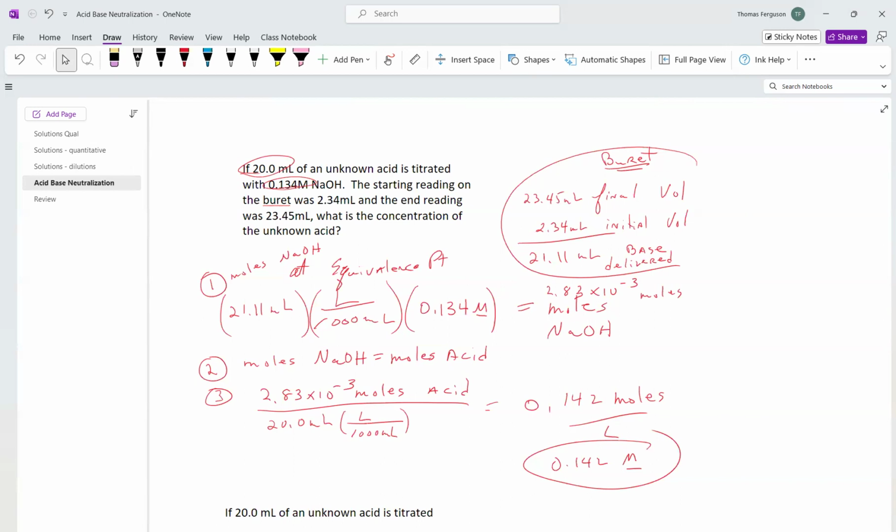You guys have any questions? Think of it as three-ish steps. The middle step is kind of necessary, but there's no math involved. Moles of base equals moles of acid. That's the second step. The base is sodium hydroxide, a strong base. That was just in the notes, you have to memorize that.